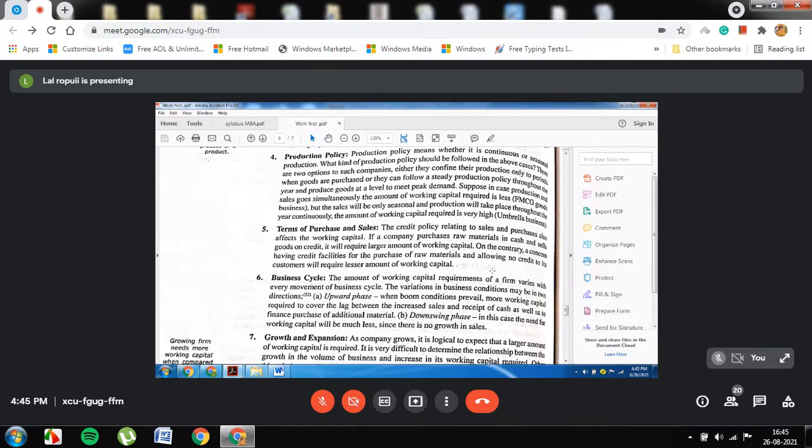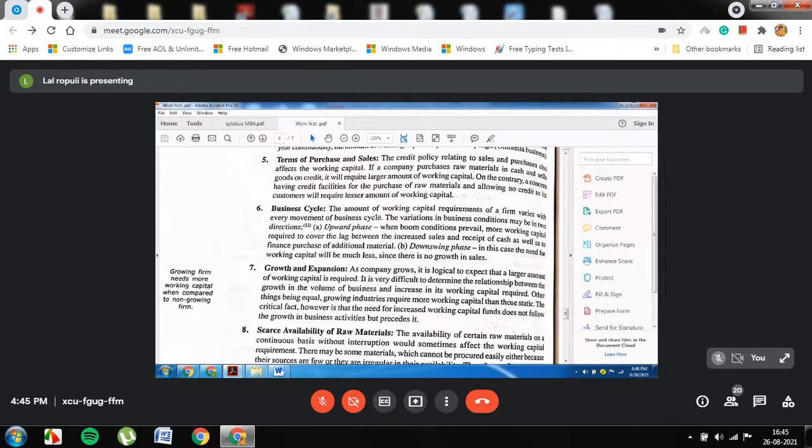If your suppliers are giving you more time to pay off the money for the raw materials that you got, then your working capital requirement may be less. But if the suppliers do not give you any time for paying off your debts, then working capital requirements will be very large. So that is terms of purchase and sales.